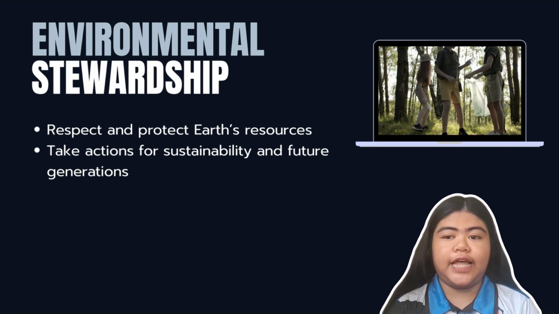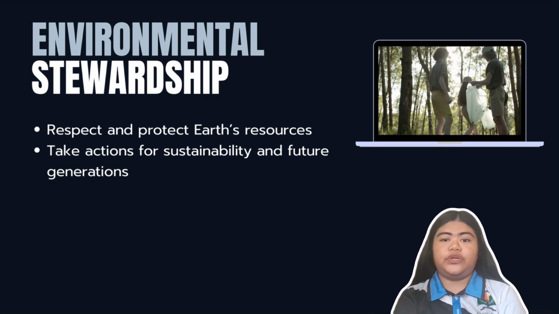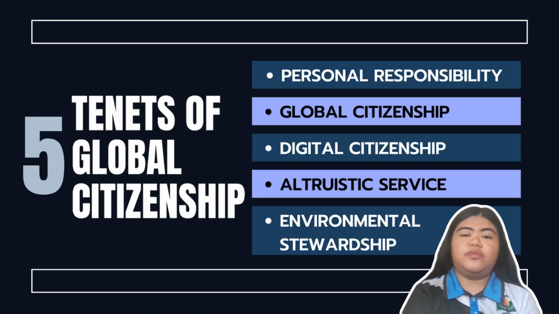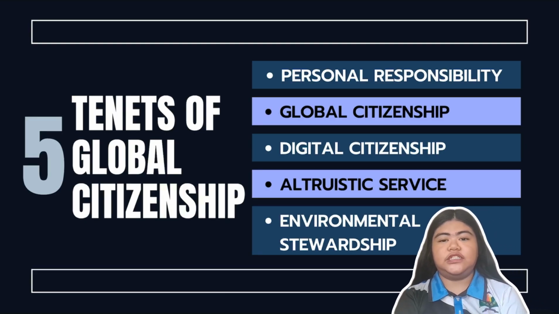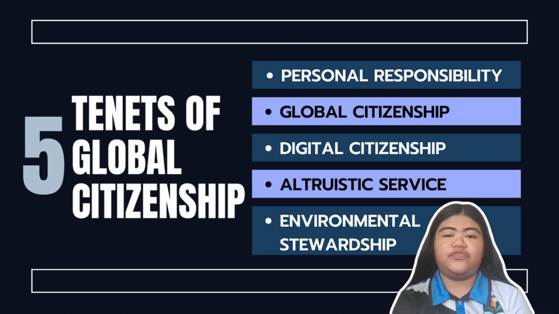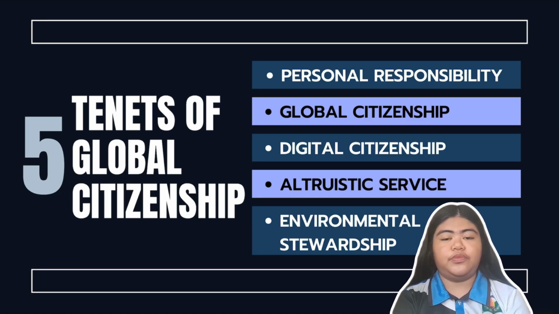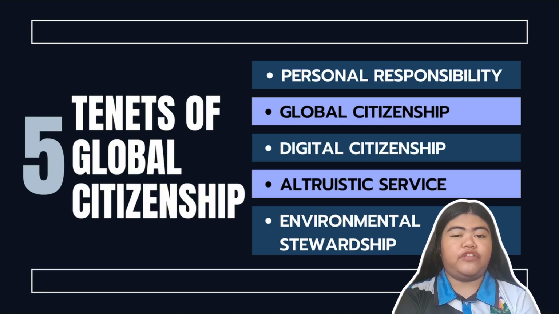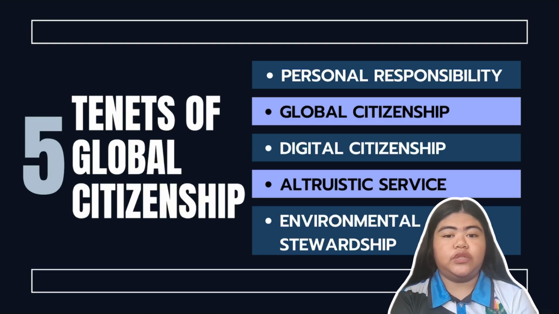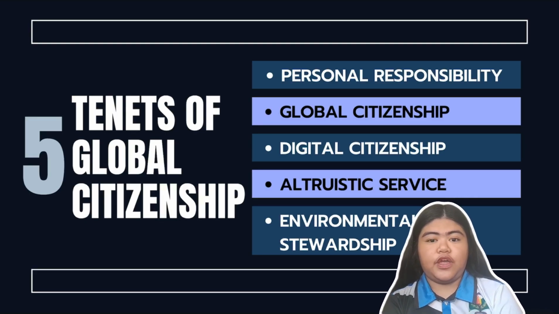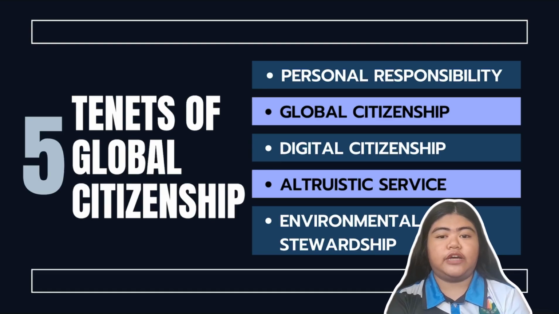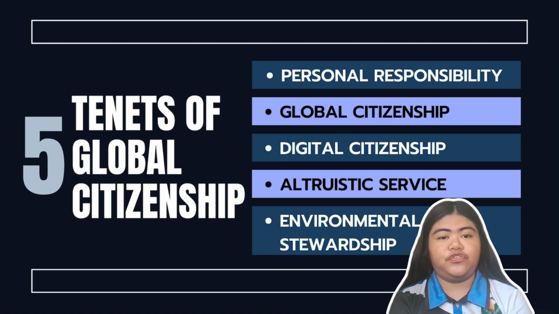ensure its beauty lasts. So, personal responsibility, global citizenship, digital citizenship, altruistic service, and environmental stewardship. These 5 ideas guide us to be thoughtful, caring, and active members of our communities, both near and far. So, which one will you start practicing today? Remember, every small action counts towards building a better future for all of us.